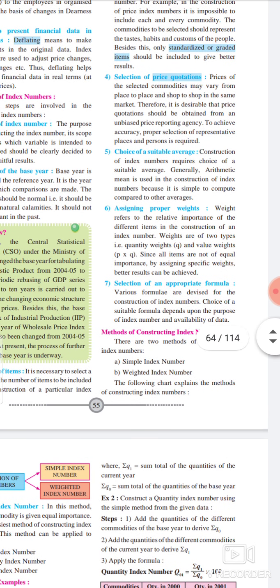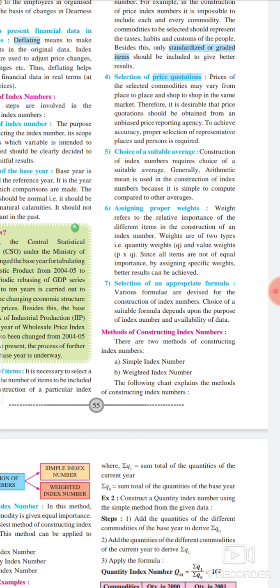Number four point is the selection of price quotation. The price of the selected commodities may vary from place to place and shop to shop in the same market. So this means the selection of the price quotation.